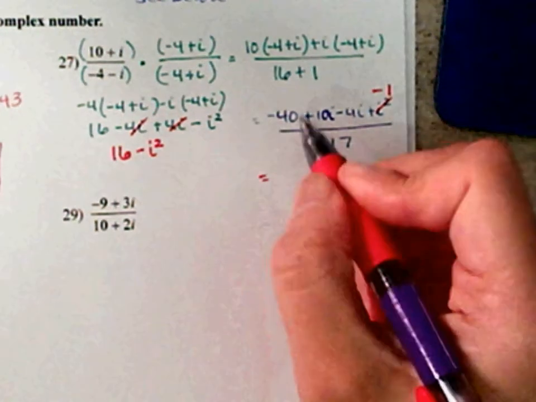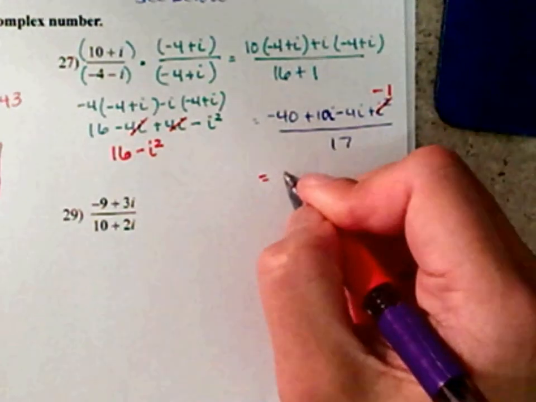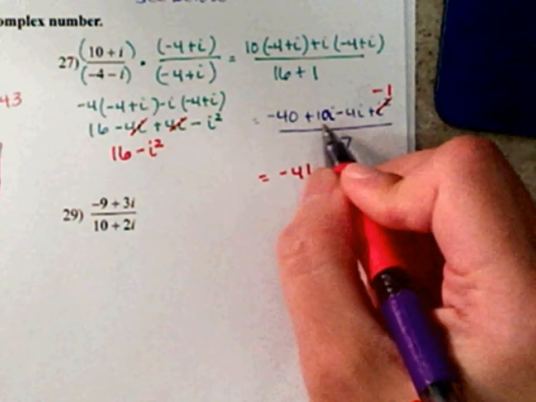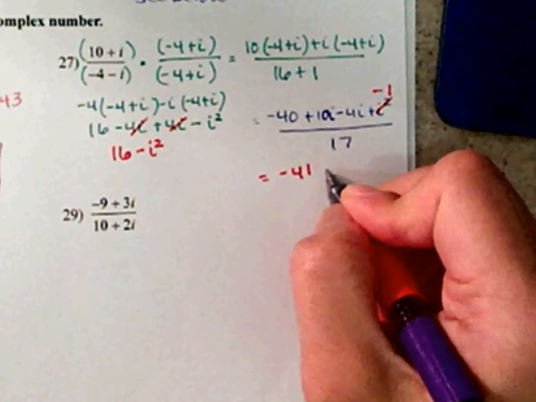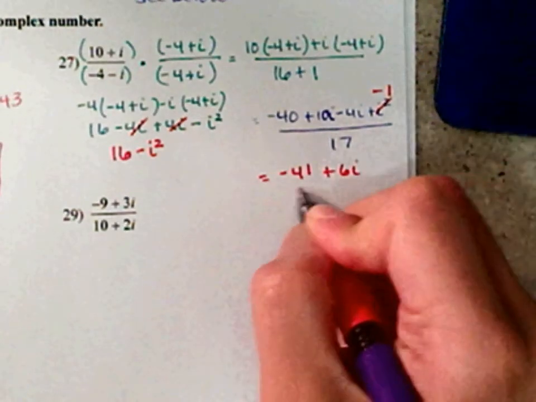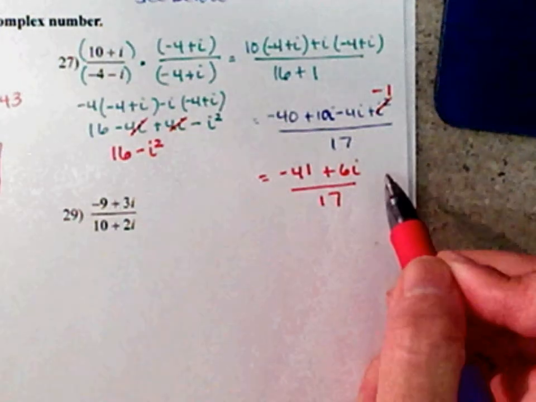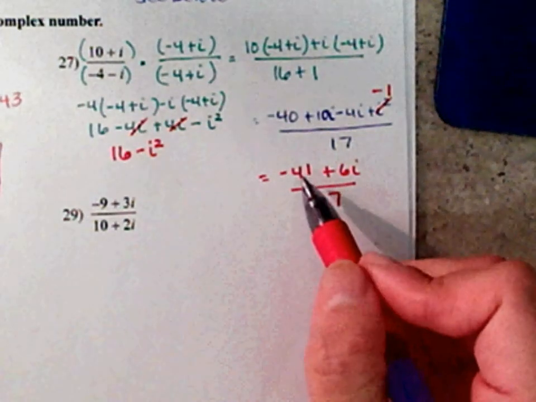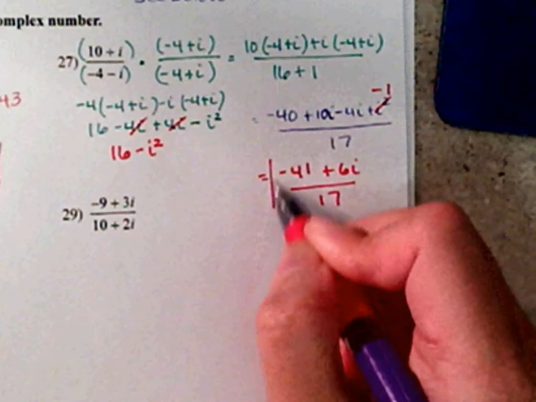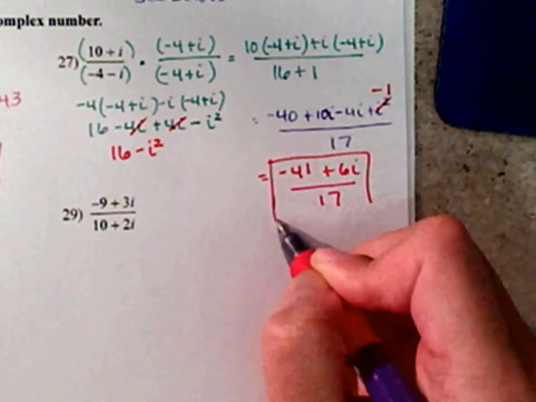So negative 40 minus 1 is negative 41. 10I minus 4I is positive 6I. All of that over 17. A plus BI form. Anything that goes into 41, 6, and 17? Nope. So there's your final solution. Okay.